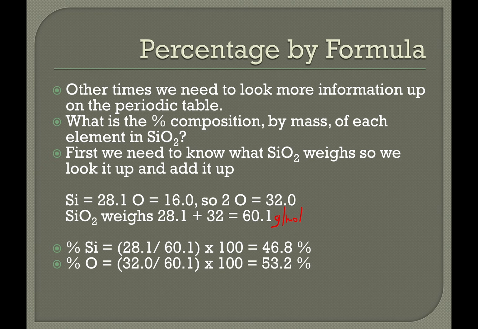To find oxygen, we take all of the oxygen, not just one, but both, because two atoms are contributing to the mass of that compound. So we take the total of 32 grams per mole and divide it by the whole of 60.1, multiply it by 100, and we get a percentage of 53.2%.